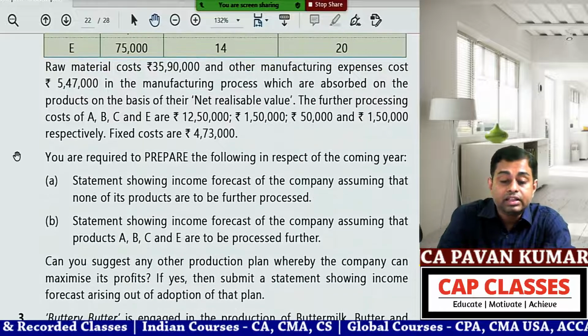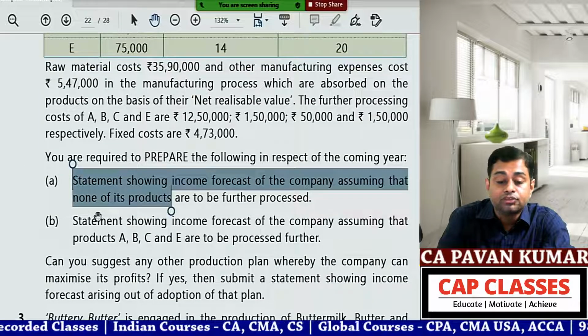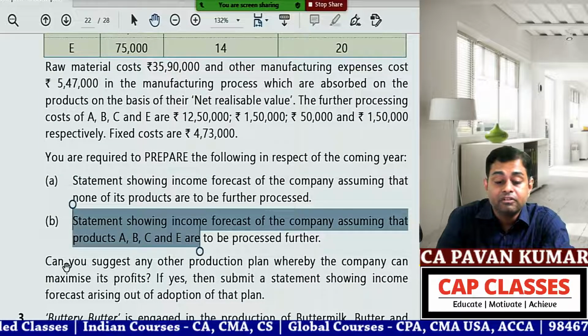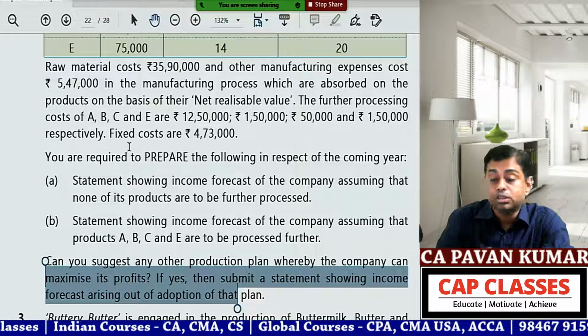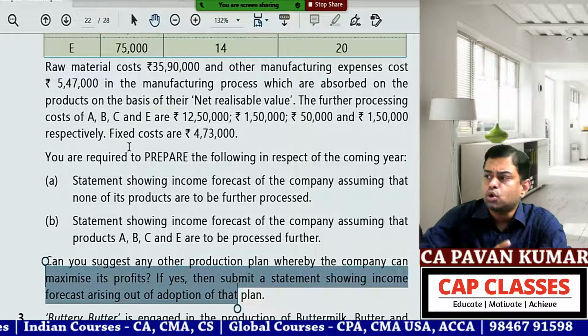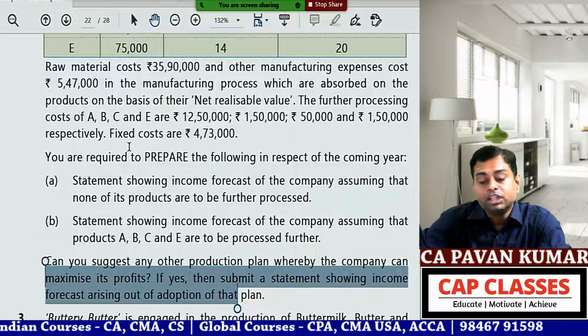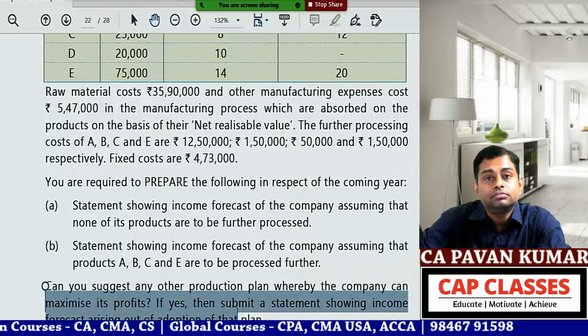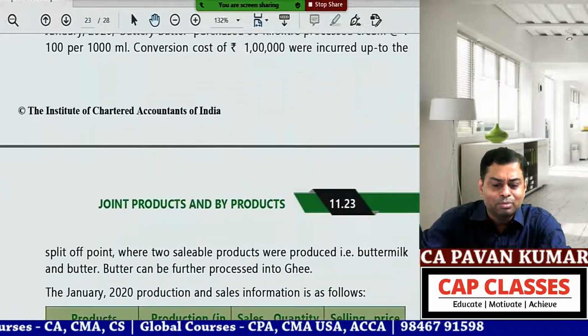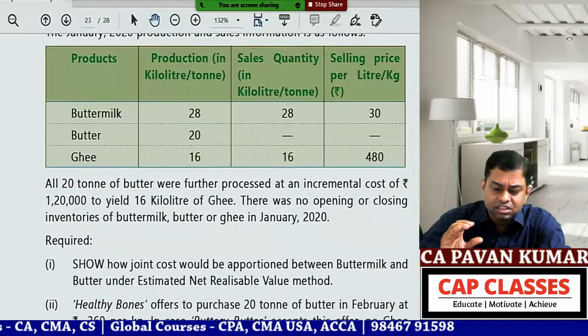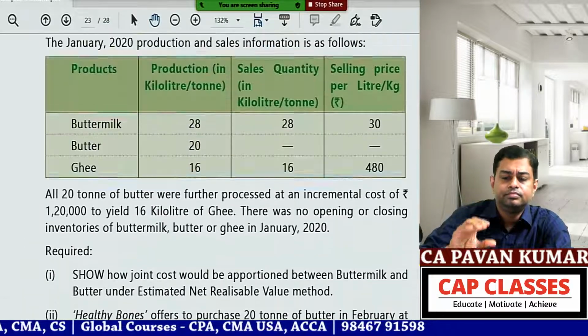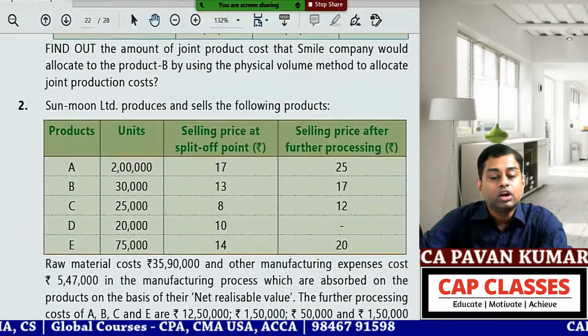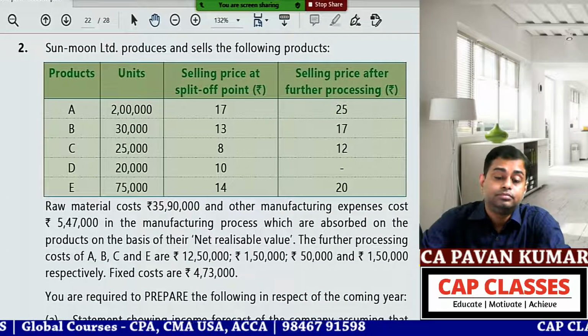So here 3 points are there, no? They'll give 4 marks for this, 4 marks for this, 2 marks for this, and for apportionment of joint cost they'll give 2 marks. So total 12 marks, 14 marks will be given for this kind of question. Remaining other questions are very simple. This third question is a very small question. Second question is actually a lengthy question.